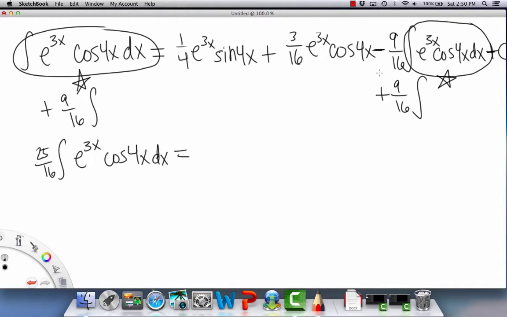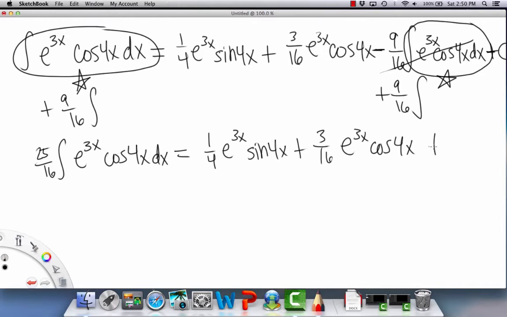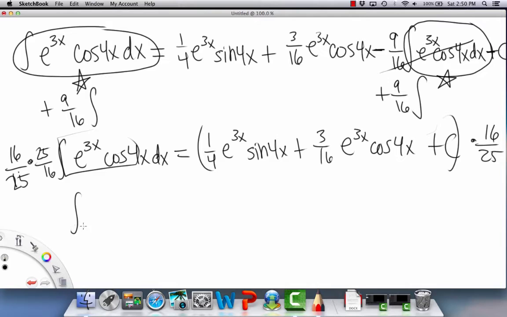And so that goes away on this side, because we did the opposite operation. Plus 3 over 16, and we just copy the rest down: e to the 3x cosine 4x, and then our plus c. From here, it's pretty simple to get the integral by itself. We're going to multiply by the reciprocal of the fraction, so that'll be 16 over 25, and we do that on both sides.